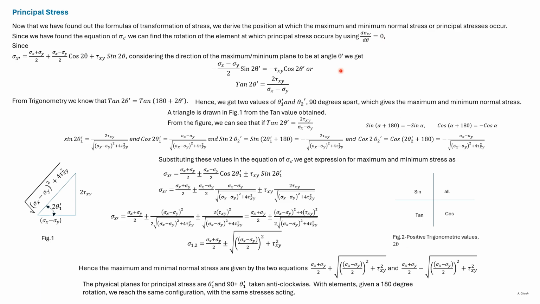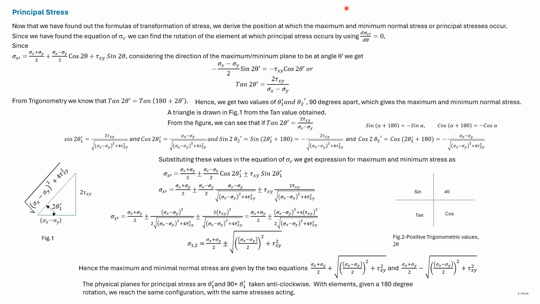Consider now that we are rotating in the anti-clockwise direction. Depending upon the values of tau xy and sigma x and sigma y, we can encounter the maximum normal stress plane first or the minimum normal stress plane first. Let us first consider the case where both tau xy and sigma x minus sigma y is positive.